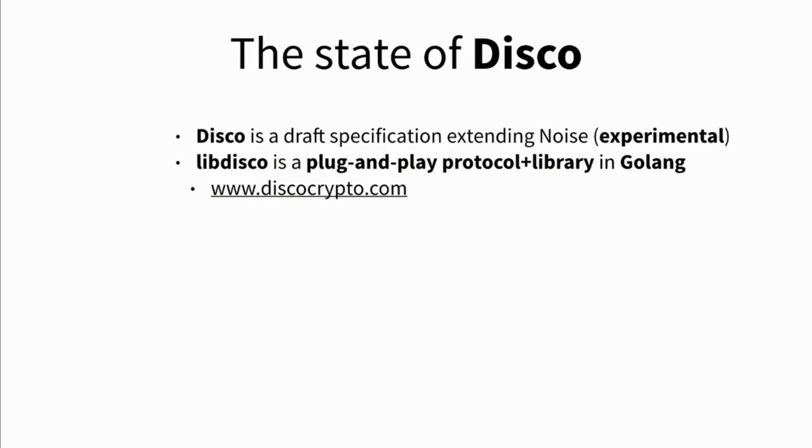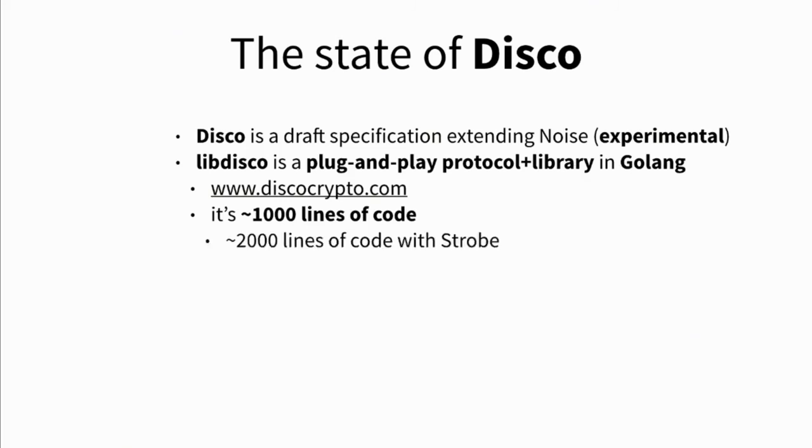So you can go on it today. And the whole lot is only 1,000 lines of code if you don't count the cryptographic primitives. So if you want to audit libdisco, it's very, very short. It's very small. Of course, it's not very useful if you don't have the cryptographic primitives. So if you want Strobe, Strobe is very small, right? It's only 1,000 lines of code. So the total is 2,000 lines of code.